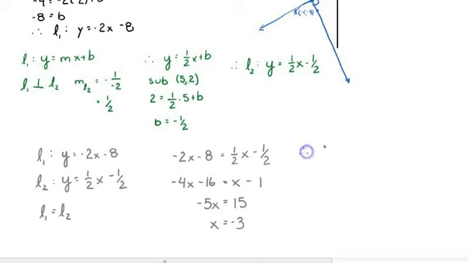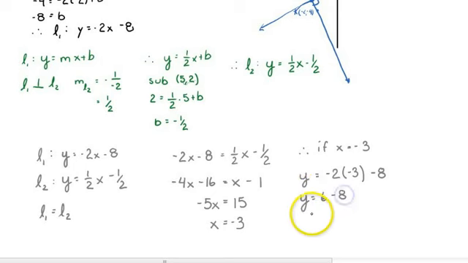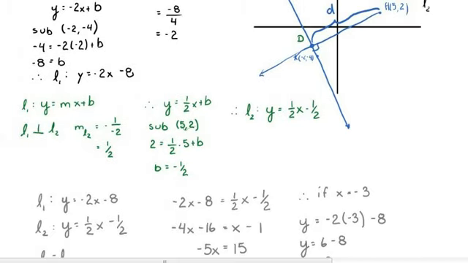So therefore, if x is equal to negative 3, y is equal to negative 2 times negative 3 minus 8. And you can see I've just subbed x into equation 1, or line 1. So y is equal to 6 minus 8. And so y is equal to minus 2. And if we scroll up, then we look, that seems to make sense as far as my diagram shows.